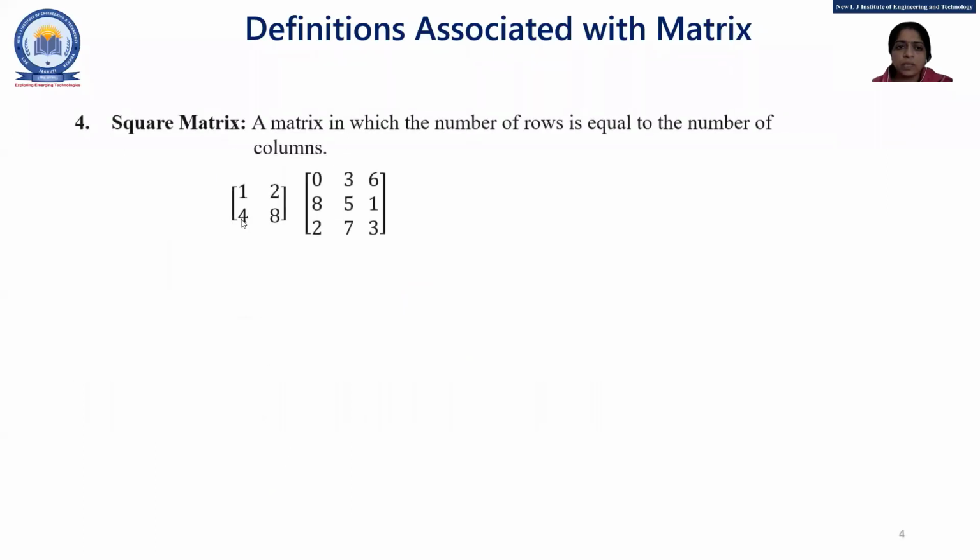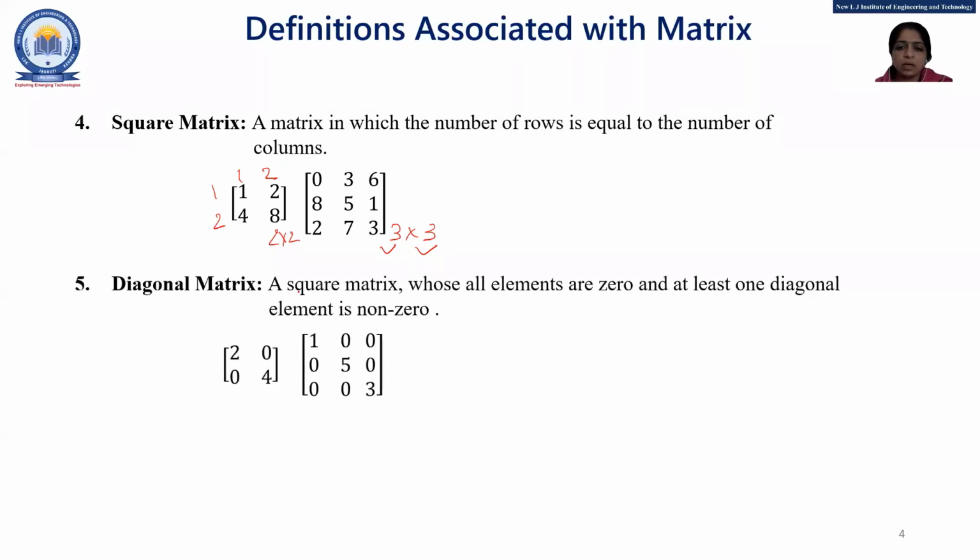The next, square matrix: a matrix in which the number of rows is equal to the number of columns. See here, number of rows is 1 and 2, number of columns is 1, 2, both are the same. So what is the order of the matrix? 2 by 2. And in the second one, the order of the matrix is 3 by 3. In this, number of rows is 3, number of columns is 3. So if both are the same, that type of matrix is known as a square matrix.